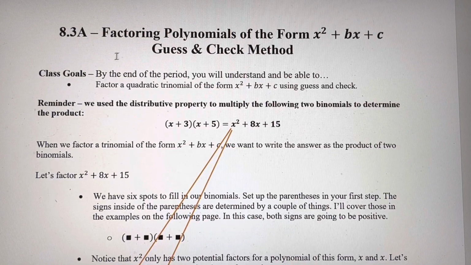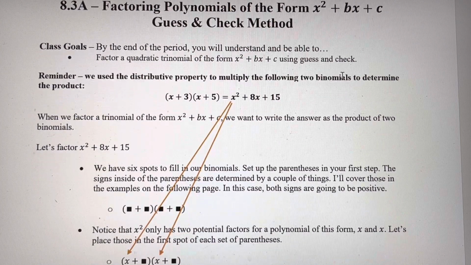In this video, we're going to be factoring polynomials, more specifically quadratic trinomials of the form x squared plus bx plus c using guess and check, okay? Notice the coefficient, the number in front of x squared, is going to be 1 for all the examples. So again, we're guessing and checking. We're going to guess the factors, plug them in, and then check our work.